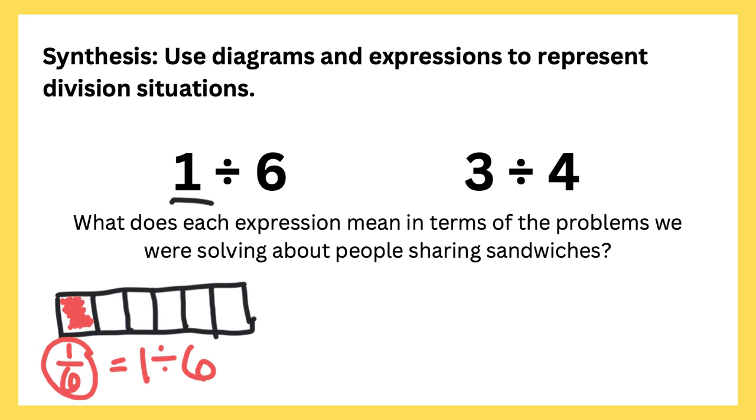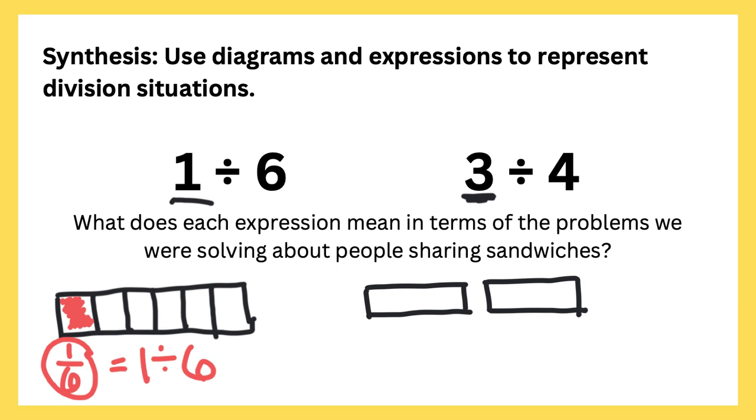All right, the next one says 3 divided by 4. So this one's going to be a little different because now we have more than just 1 sandwich. Now we have 3 sandwiches. So I'm going to go ahead and make our 3 sandwiches. There's sandwich number 1 and sandwich number 2, and sandwich number 3. And we know that we have 4 people that we're splitting these sandwiches up with.